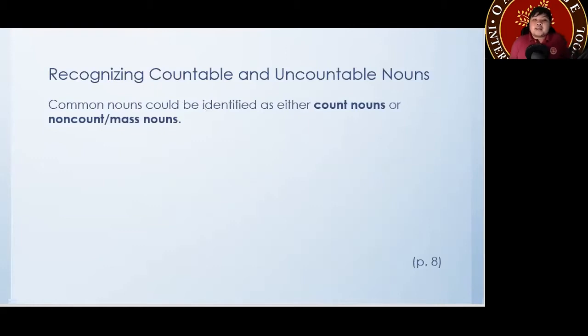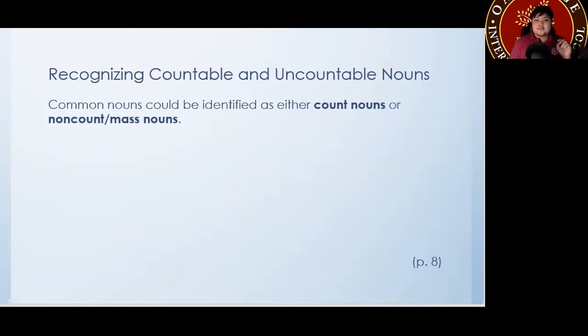Okay, recognizing countable and uncountable nouns. This is all found again on page 8 of your books. So, common nouns: you have two kinds of common nouns. Take note, you have two kinds of nouns, proper and common nouns, and for common nouns, you also have two kinds. You have countable and uncountable nouns, or commonly known as count nouns and non-count nouns, or also known as mass nouns. Count and non-count or mass nouns. These are two kinds of common nouns.